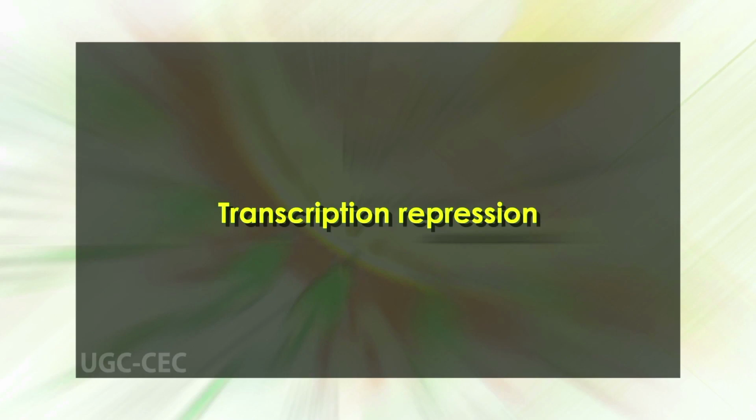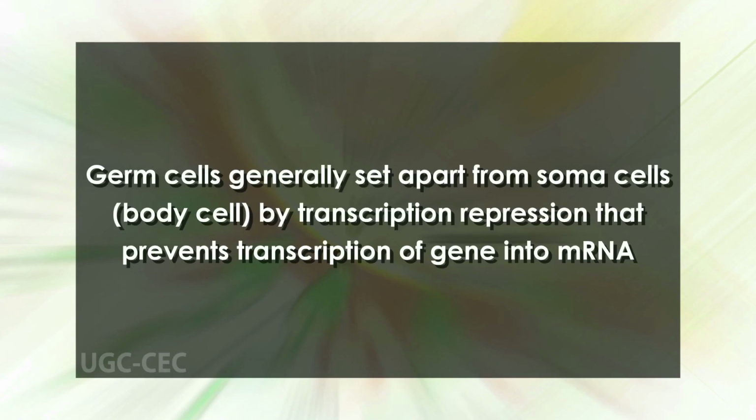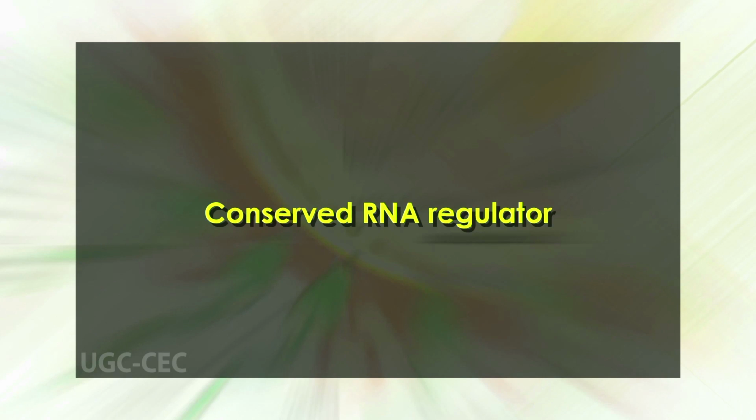Second, transcription repression. It's also known as the inert genome hypothesis. The germ cell is generally set apart from the soma cell, that's the body cell, by transcription repression that prevents transcription of genes into mRNA. Third, conserved DNA regulator. There are some RNAs which regulate the maintenance of the germline character in the germ cells and prevent them from entering somatic differentiation. Our next topic is migration of germ cells.